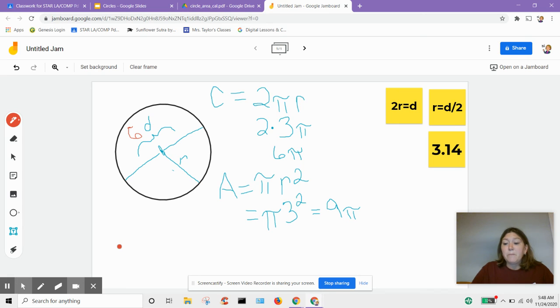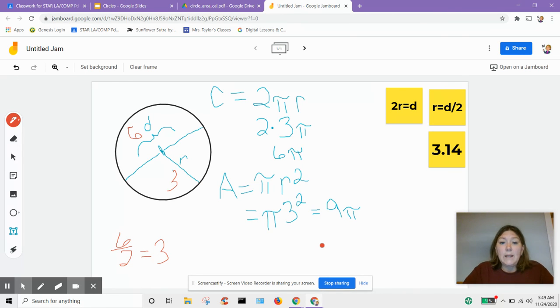Well, I'm still going to do the same thing, but first I have to find the radius. So if the diameter is 6, what's the radius? Well, I know that 2 radii equal the diameter, or the radius is the diameter divided by 2. So I can say 6 divided by 2 is going to give me a radius of 3. And then I can do this work. Notice I just picked numbers so that we have the same problem. So remember that you need your radius first.